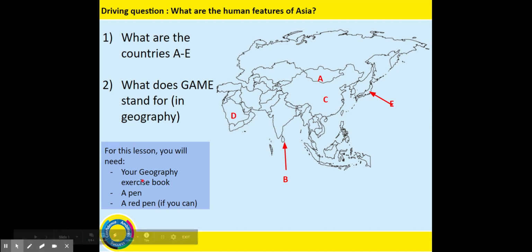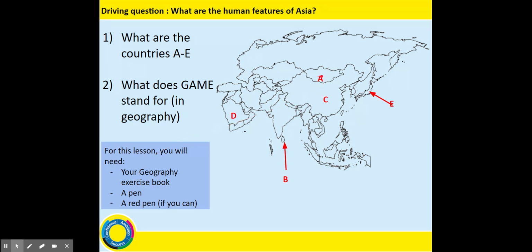Otherwise, let's crack on with our first task of the lesson, which is the remember task. Question 1 is asking you to label the countries on the map A to E. It's key to maintain the knowledge of the countries of Asia and their location. This is why we're doing these locations of these countries. Then the second question asks you, what does GAME stand for in geography? This is something we covered last lesson, so if you don't know it, then you need to watch the last lesson. And we used it to describe where people are located in Asia.